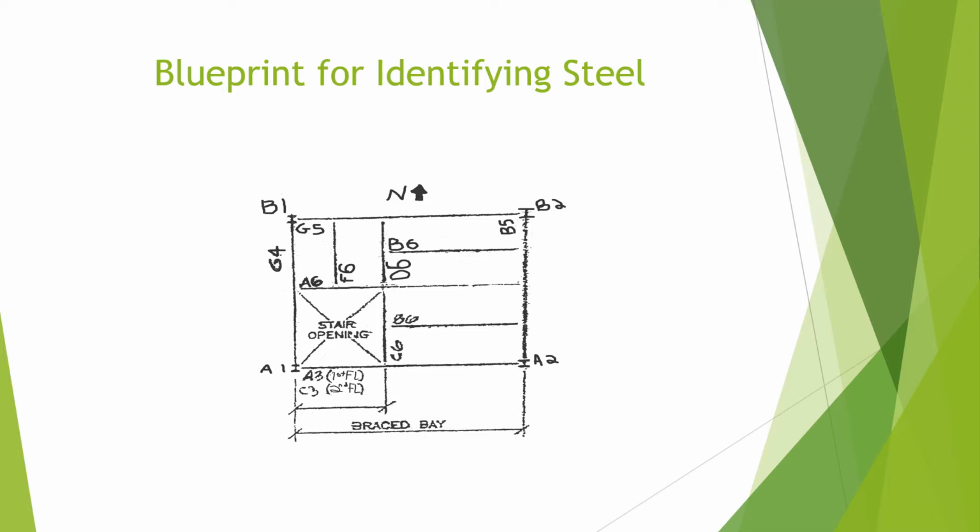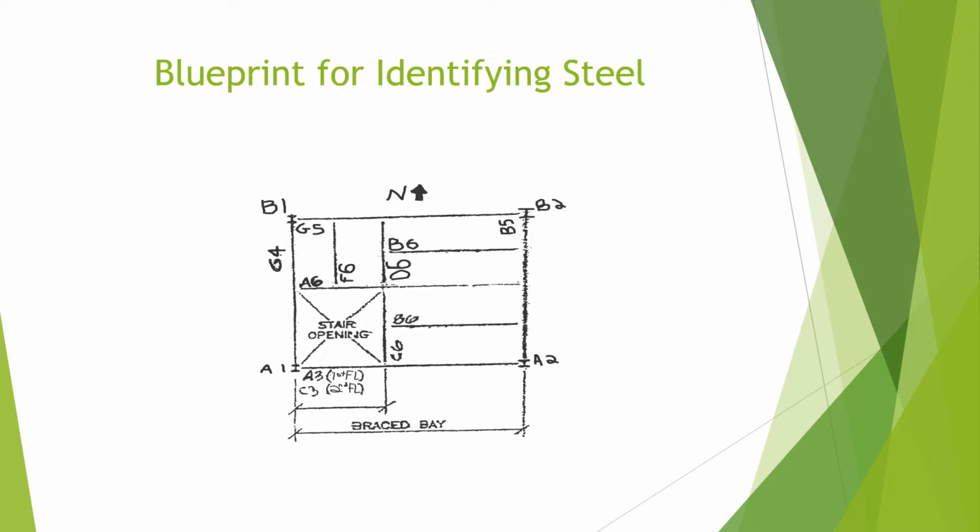Looking here, A1, A2, B1, B2, and we see an eye next to them. Those are going to be our columns, the four columns that we're going to look for. See the mark number A1? As I said, you're going to have a letter and then you're going to have a number.